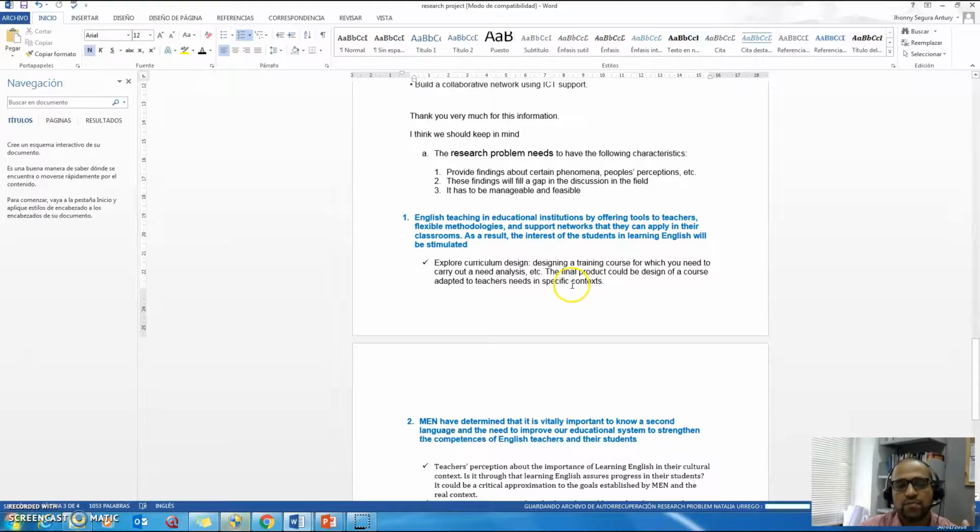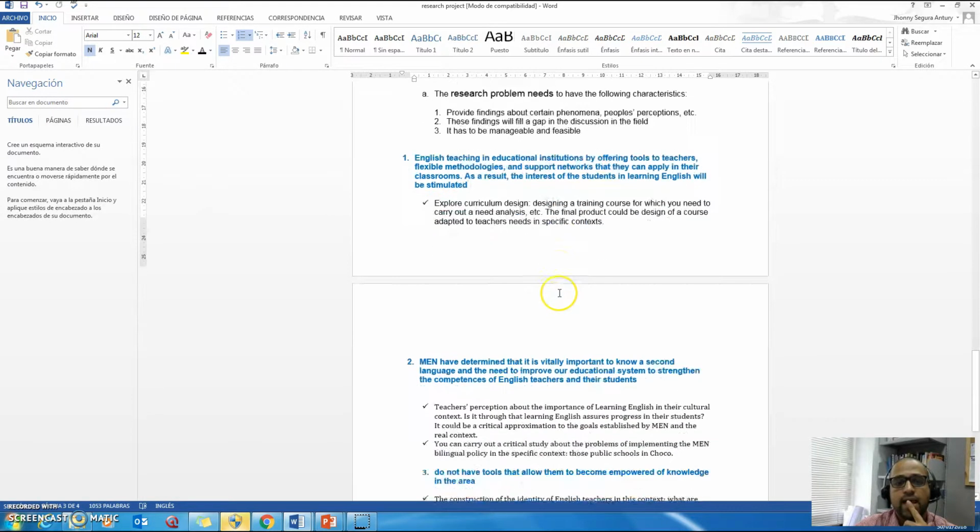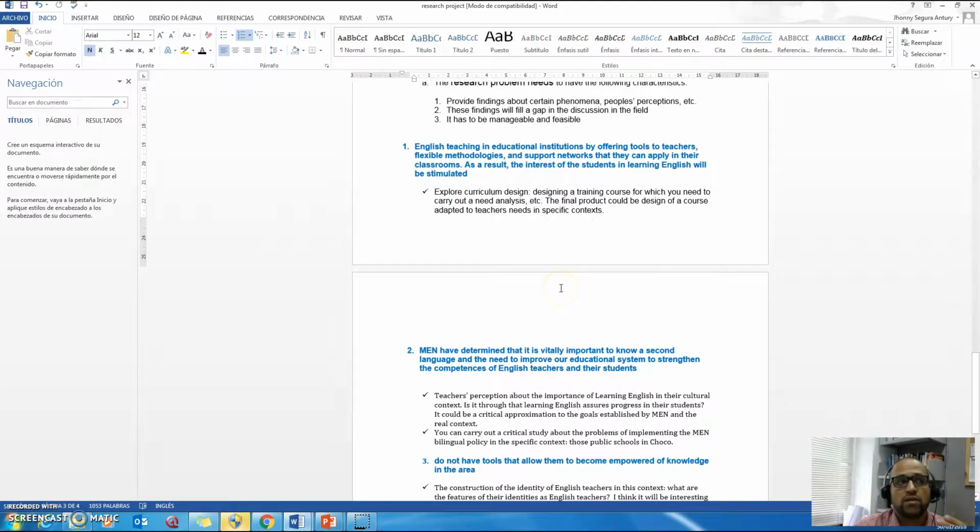Okay, you have a hypothesis that if teachers are able to have certain strategies and methodologies to teach that will be more effective, you see that probably that will have a result in students' performance. Okay, that's what you think. So that's something that has to be supported by the literature review. So something that you can do in this project would explore curriculum design.